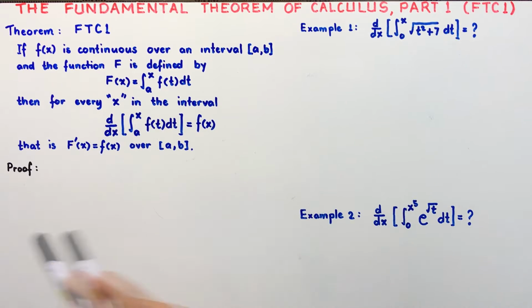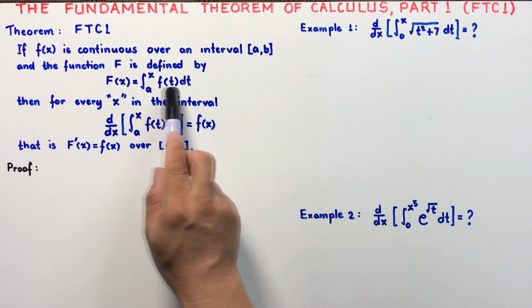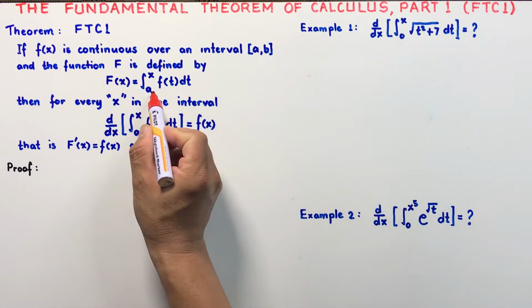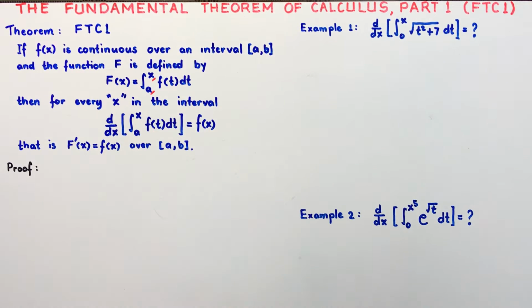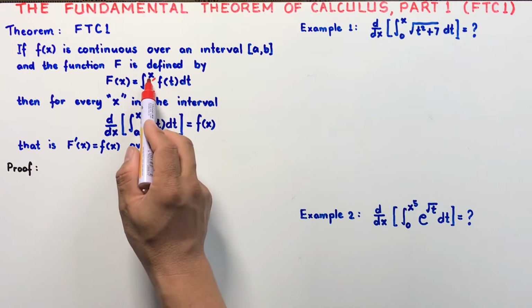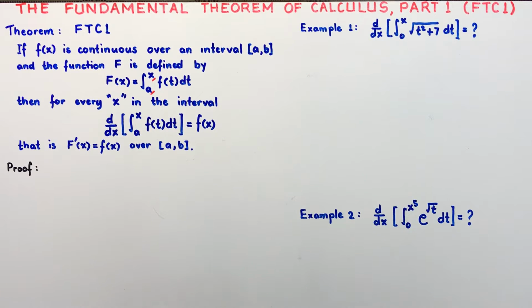Now in this theorem, let us first discuss some of the subtleties. You see here that this integral is a little bit different from the indefinite integral that we have discussed in the previous video, because we see here some expressions that we have not seen before, this a and this x. Now we call this a the lower limit of this integration and x the upper limit of this integration. So a and x here are called the limits of integration.